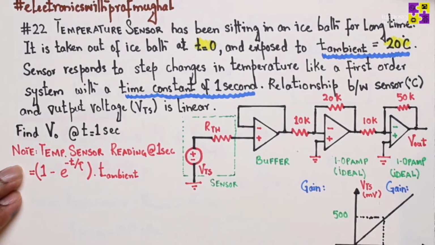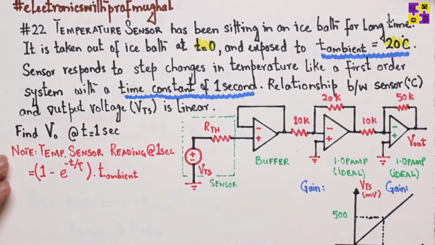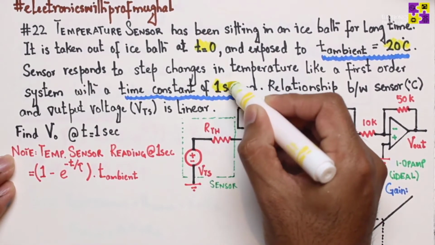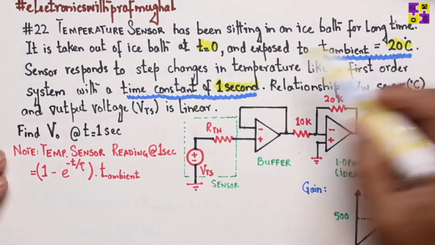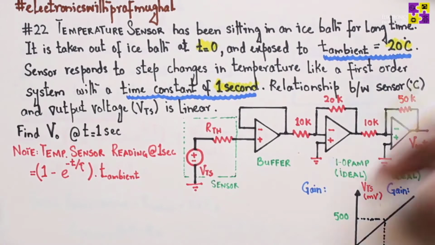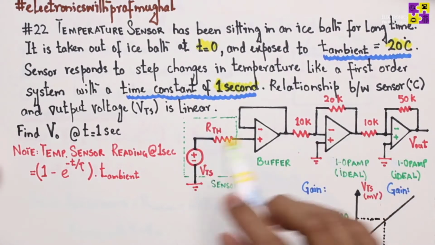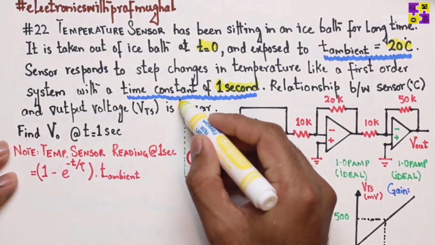20 degrees centigrade. Sensor responds to step changes in temperature like a first order system with a time constant of 1 second. So the time constant, which is tau, is given, which is 1 second. You expect, being in the ice bath and now exposed to 20 degrees centigrade, the temperature is going to increase and eventually it gets up to maybe 20 degrees centigrade, but it's going to take time. It's going to happen over a period of time. The relationship between sensor and output voltage is linear.